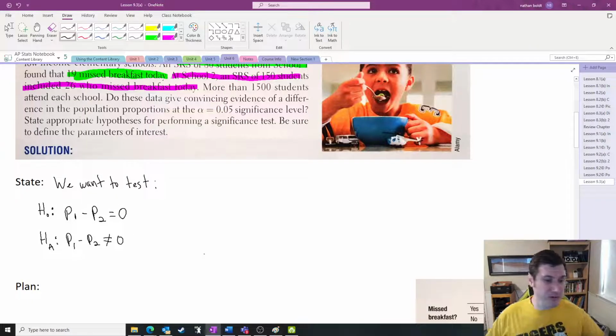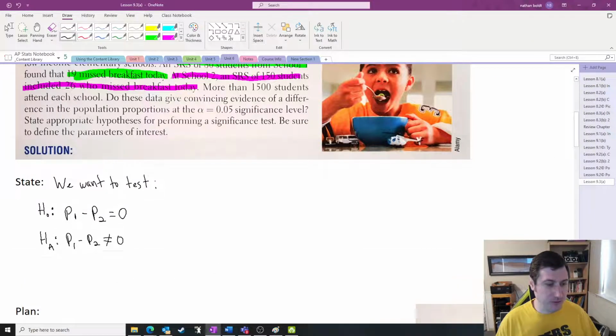We don't think one school is bigger than the other. I mean, that's a possibility in problems like this. It could be greater than or less than. But here, we just think either they're equal or they are not. So this is actually going to be a two-tail test, but we will get to that later.